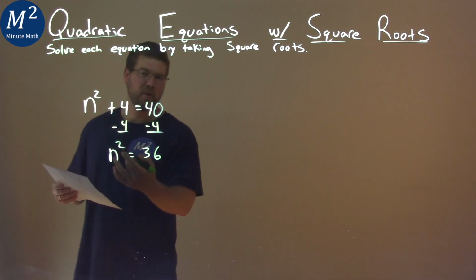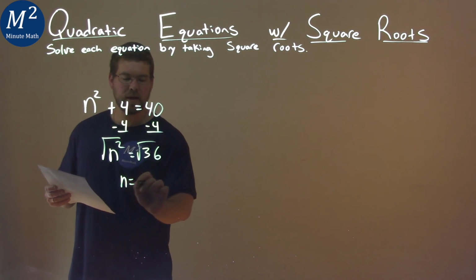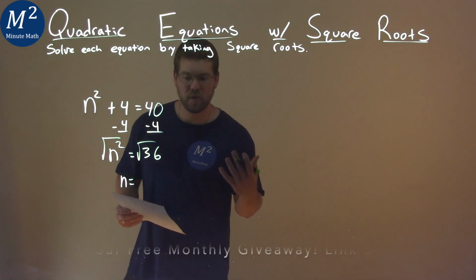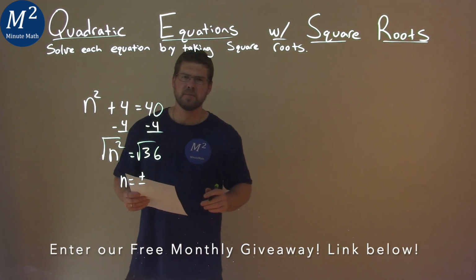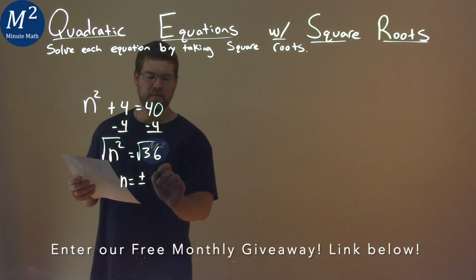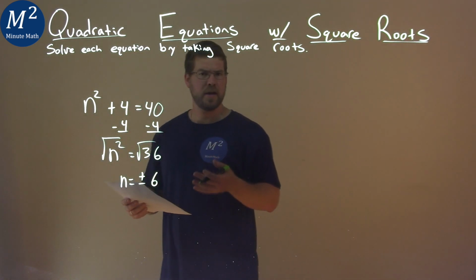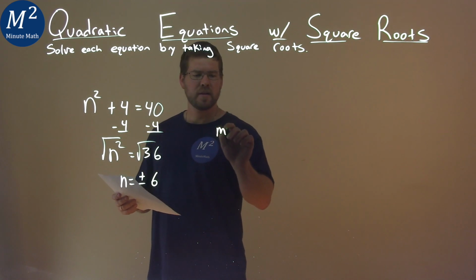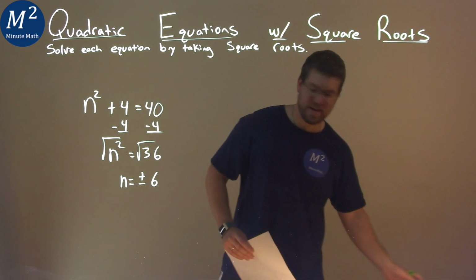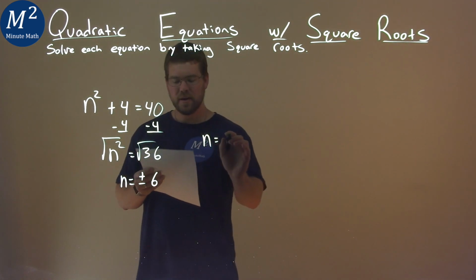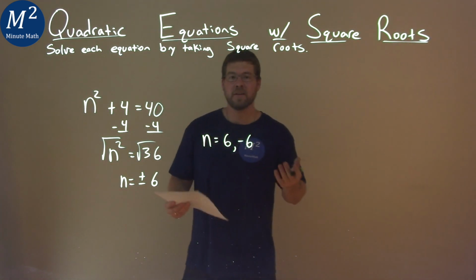Now, to get rid of the square, I have to take the square root of both sides of the equation. N is now by itself, and when we take a square root over an equation, we have to make it a plus or minus. Now, the square root of 36 is pretty easy, and that is 6. So we have n by itself equals plus or minus 6, which really means n equals a positive 6 and a negative 6, and that's our final answer.